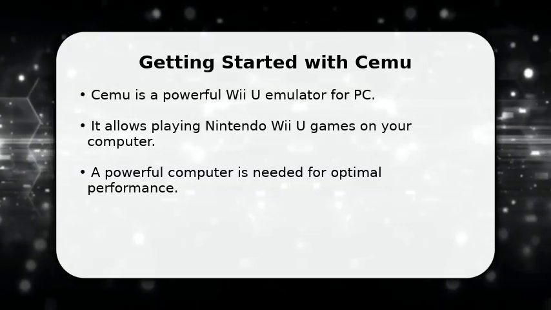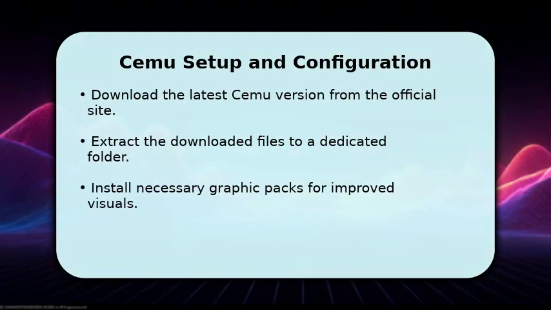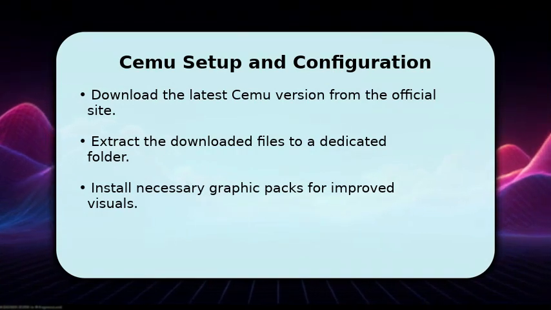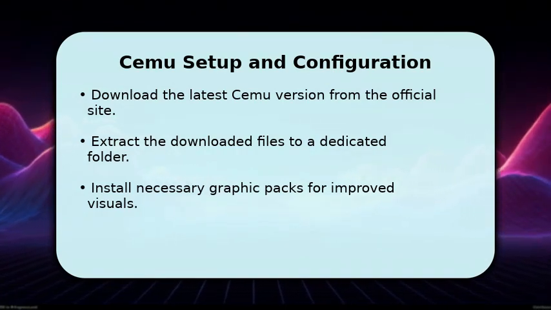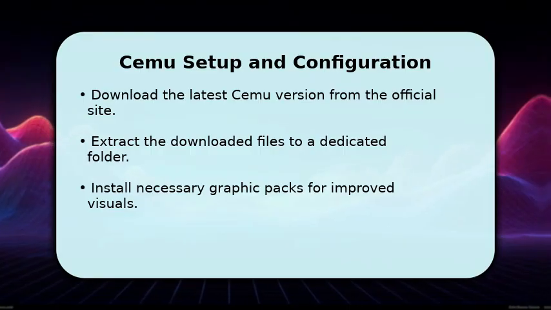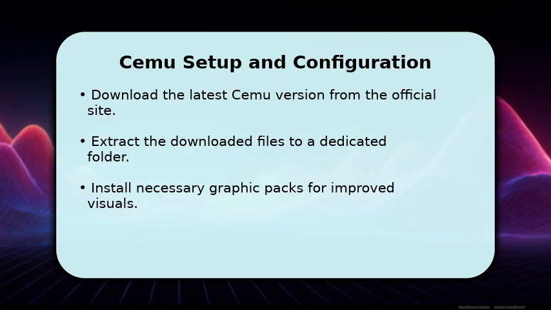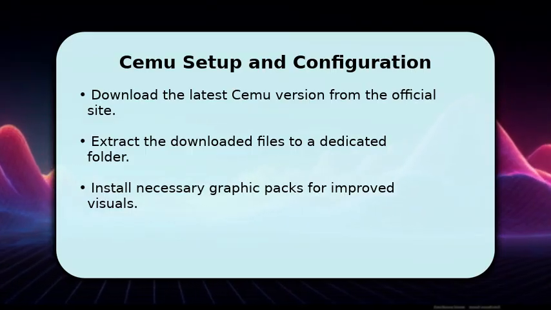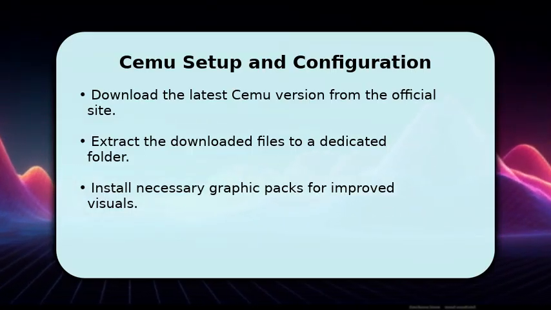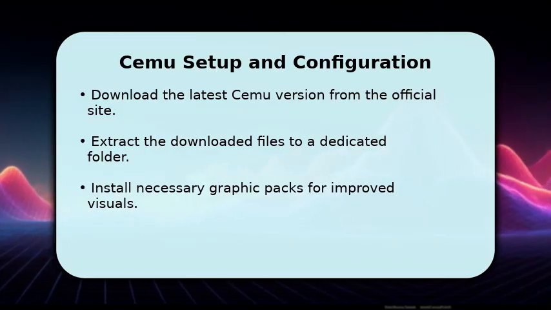Let's get started with the setup process. Once Cemu is downloaded, extract all files into a new folder on your computer. Next, open Cemu and navigate to the Options menu to configure your settings. It's crucial to set up your input controls, mapping your keyboard or gamepad buttons to match the Wii U gamepad.